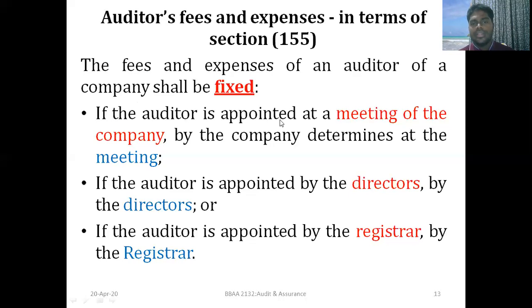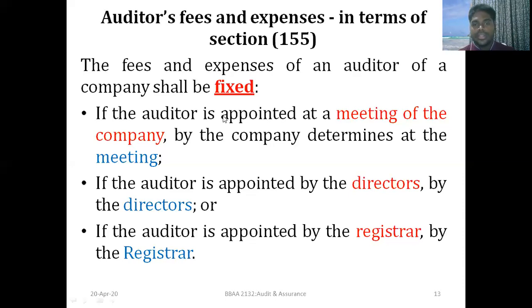If the auditor is appointed at a meeting of the company, the company determines the fee at the meeting. So the auditor can be appointed in different ways. So far we discussed that generally the auditor of a public company is appointed by the ordinary shareholders, or equity shareholders, or owners of the company at the annual general meeting. That's the normal situation. But in some situations, like a casual vacancy, the board of directors appoints. If the board of directors fails to appoint, it normally goes to the registrar. So there are three different situations.